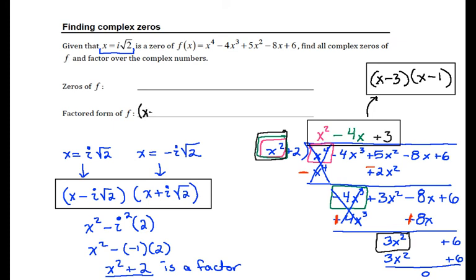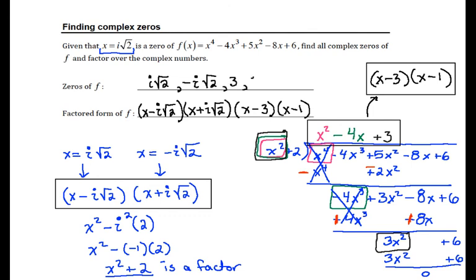So x minus i times the square root of 2, x plus i times the square root of 2, x minus 3, and x minus 1 is my factored form. For my zeros, I'm just going to list the zeros that go with each of these factors. i times the square root of 2, minus i times the square root of 2, 3, and 1. Setting each of these factors equal to 0 would get me the zeros that I put on the top line.